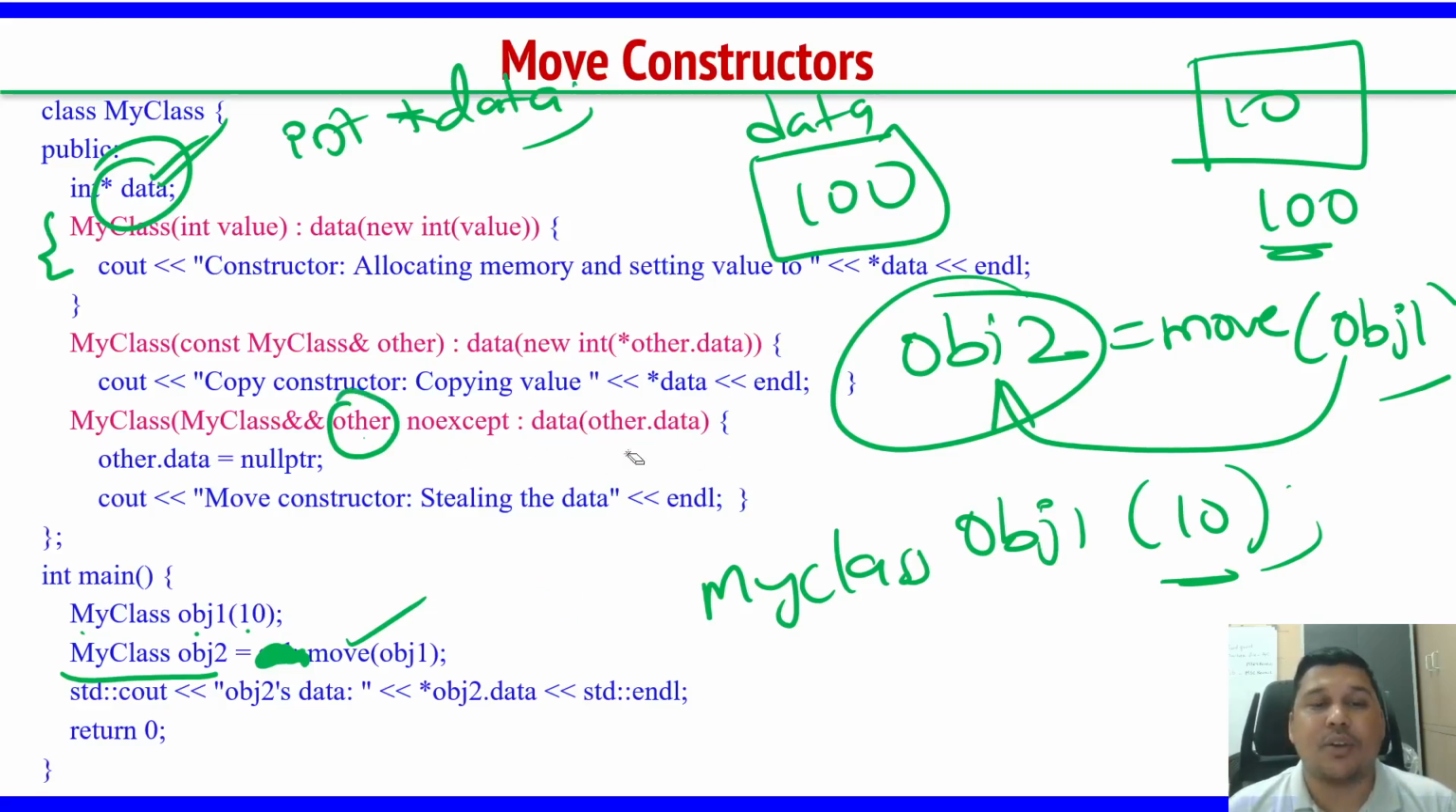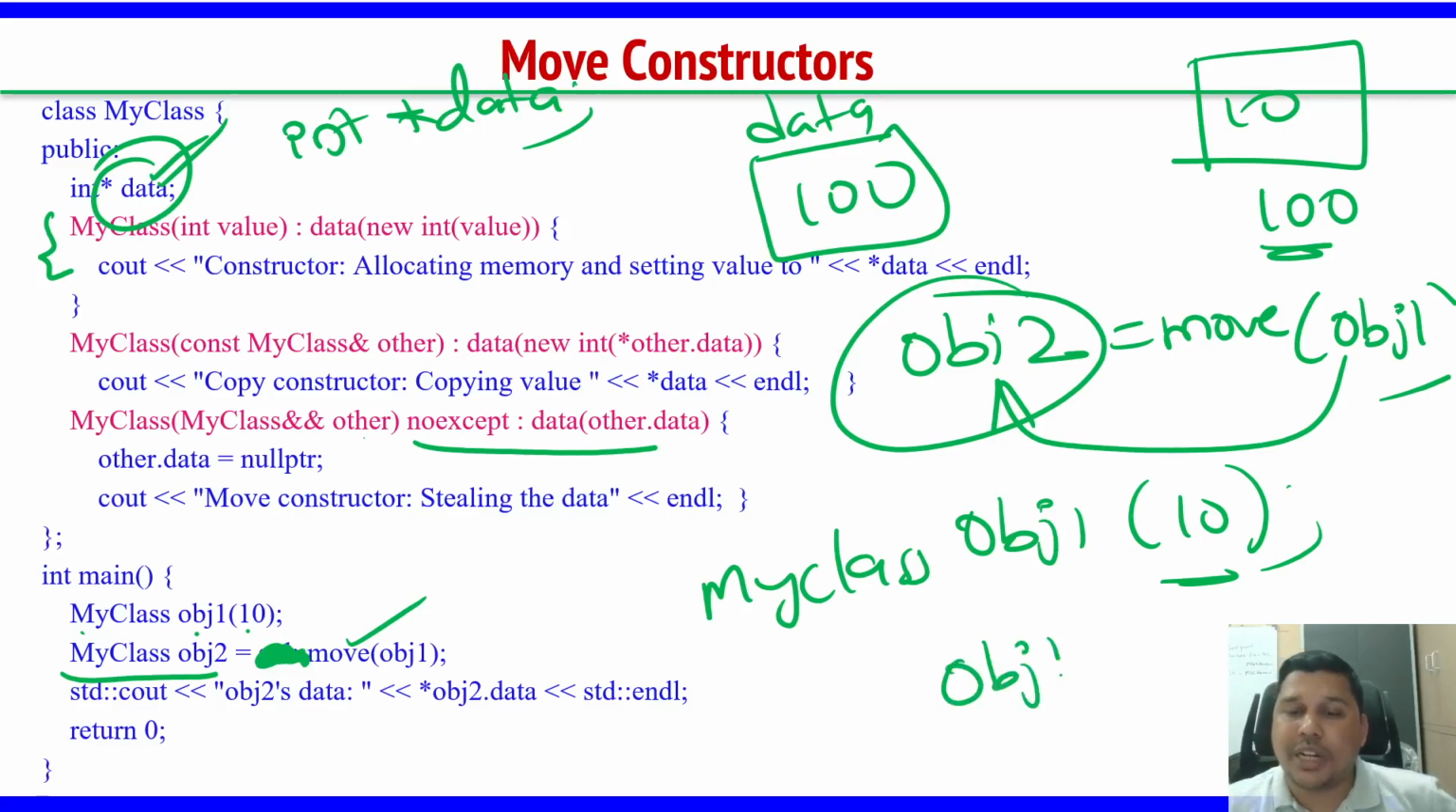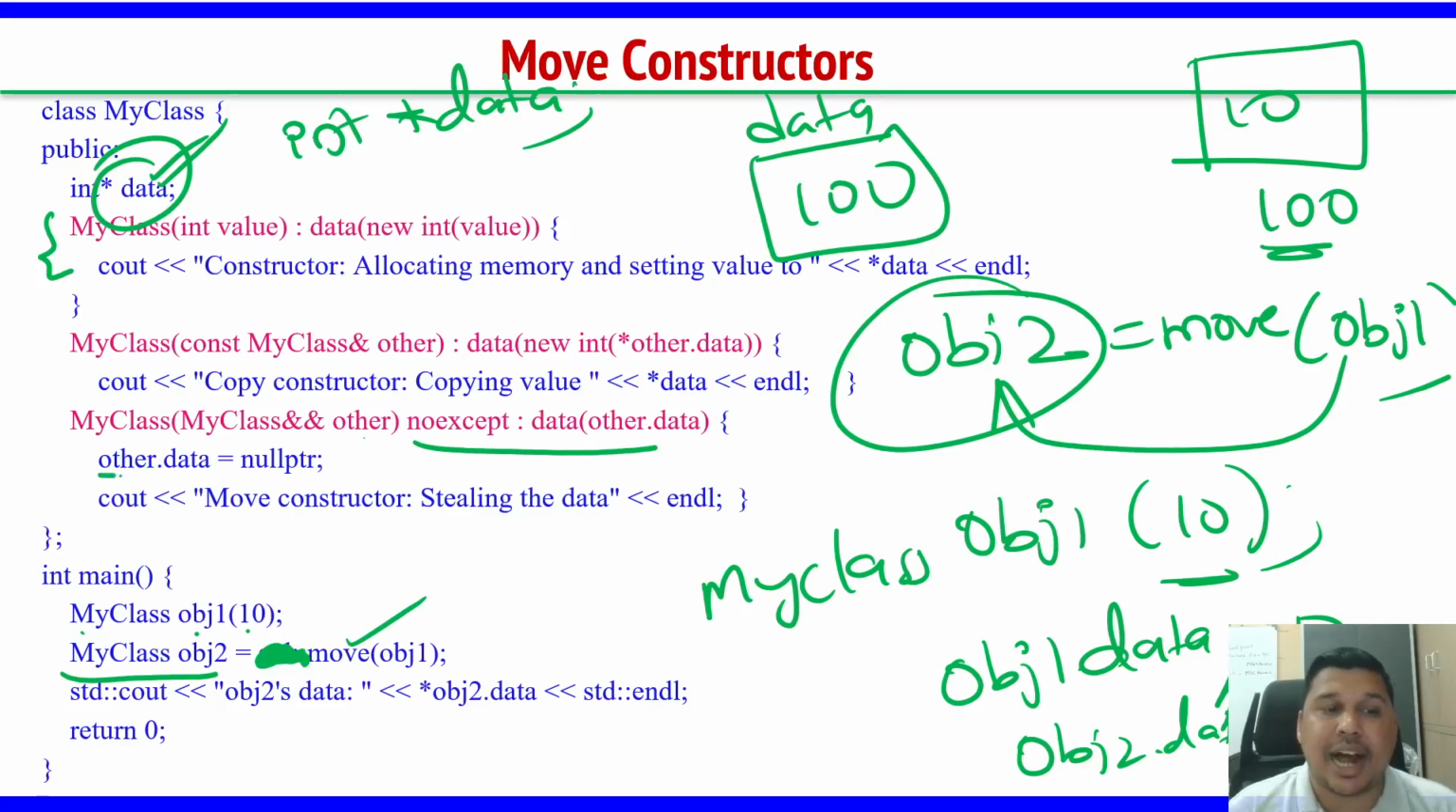After writing this, what is happening with this line? Whatever object 1.data is containing will be pointed to by object 2.data. Then inside that I am writing other.data equal to nullptr. It means that object 1 I am nullifying.